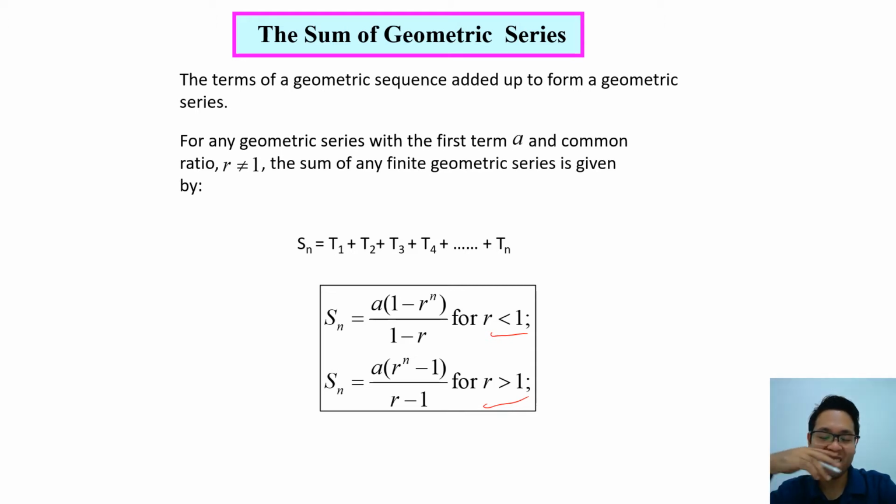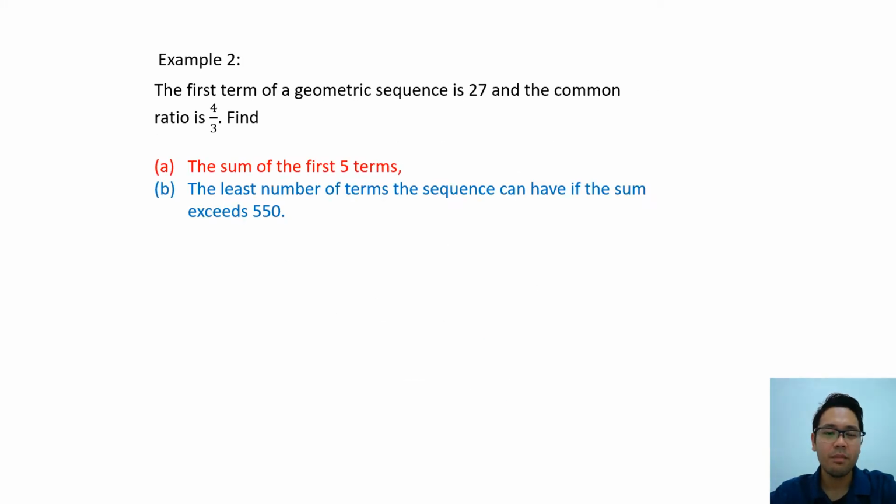If you do it this way, the calculation is a bit easier, because with 1 minus r, if r is smaller, then I get positive. If it is r minus 1, if r is bigger, then I'm going to get positive. Basically, it just makes your calculation easier. Okay, don't worry too much.